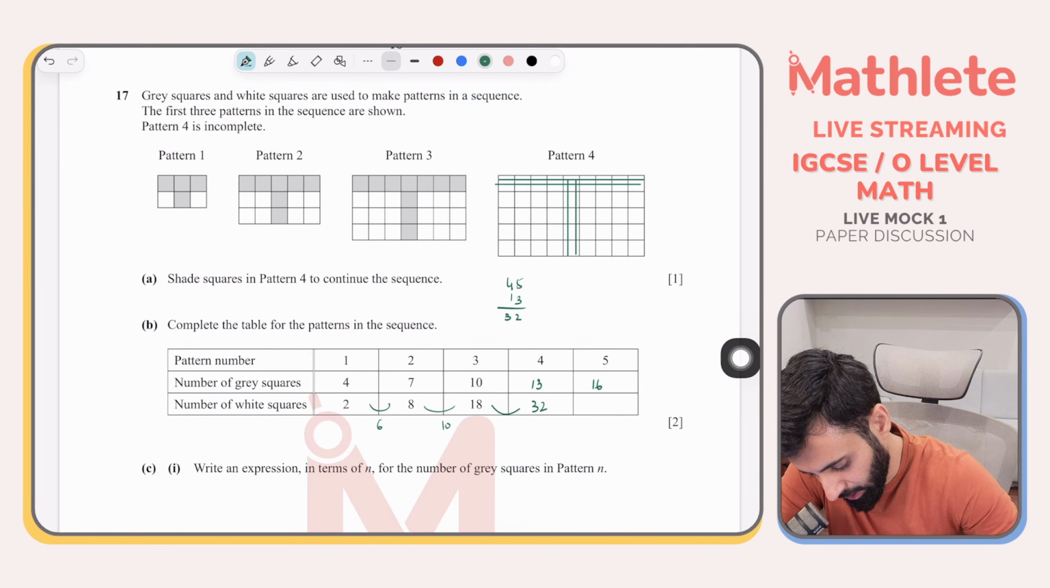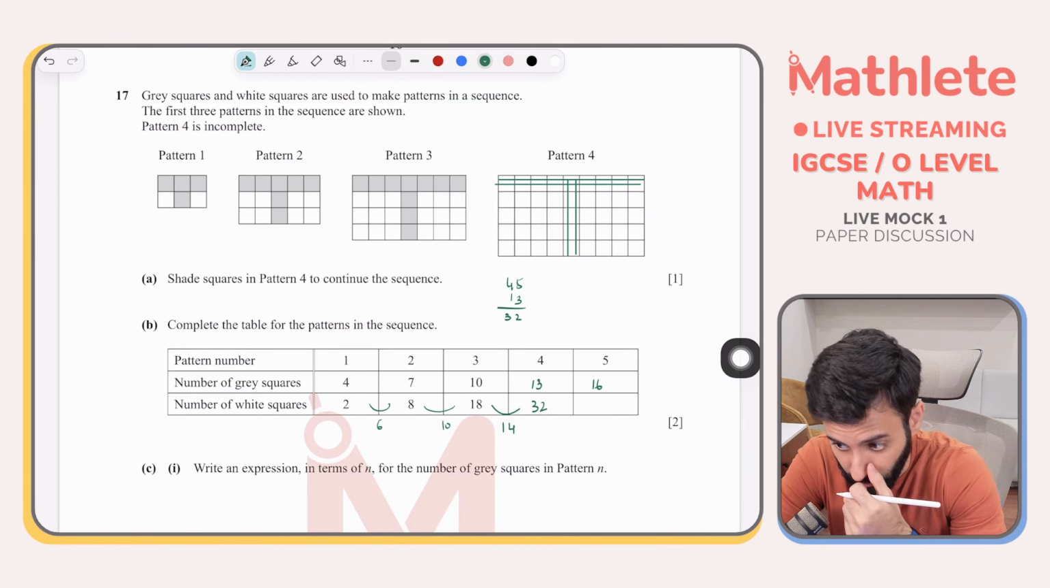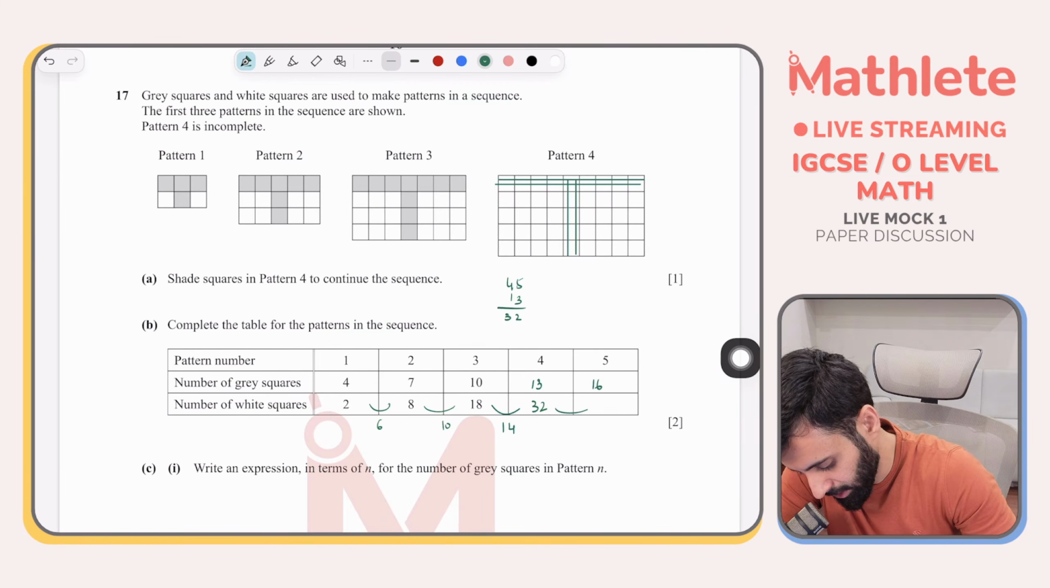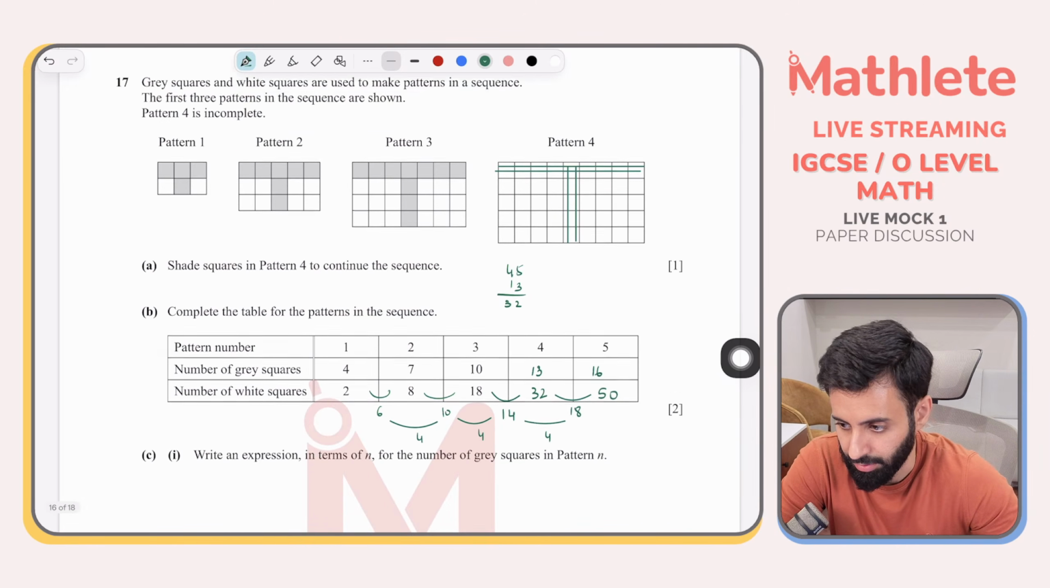And what's the difference? The difference between 18 and 32 is 14, which means that this is a quadratic sequence. And the next term that we will add, as you can see, the difference is 4. The difference once again is 4. And then the difference once again between these two terms will be 4. So that means I will add 18 and 32 plus 18 is equals to 50.